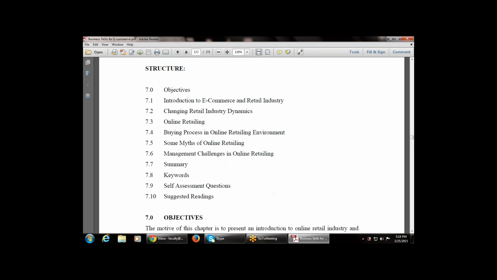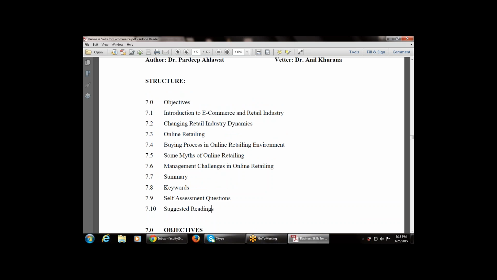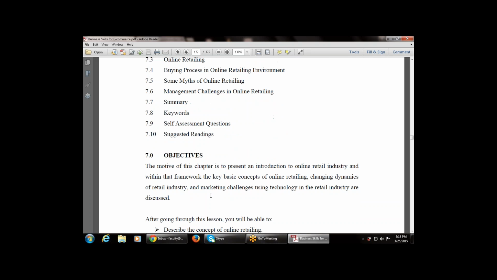And these are the various topics of this chapter: objective, introduction to e-commerce and retail industry. This is similar to the banking industry chapter, with topics like introduction, changing retail dynamic, online retailing, buying process, myths of online retailing, management challenges, that is management issues in online retailing, then summary, keywords, self-assessment questions and readings. So these are the various topics covered in this chapter. Let's start with this chapter, e-commerce and the retail industry.